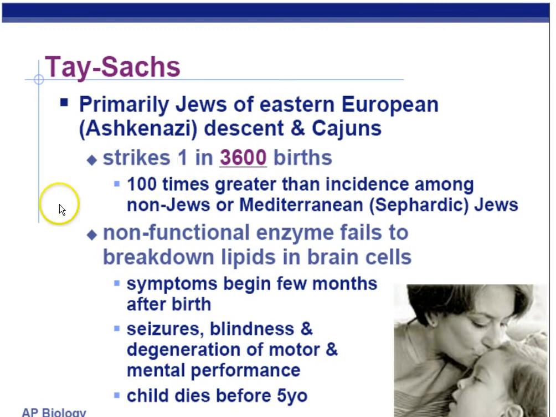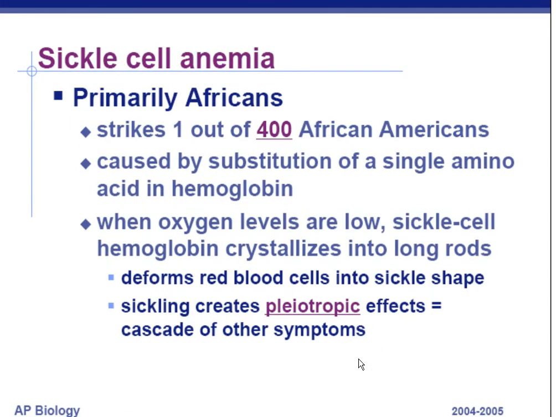This is just where the mutation first happened and got spread. And this is non-functioning enzymes inside lysosomes that break down lipids in brain cells. So the brain cells get crowded with lipids, and the child usually dies by the time they're 5. We have sickle cell that affects mainly Africans. It's where the mutation first occurred.